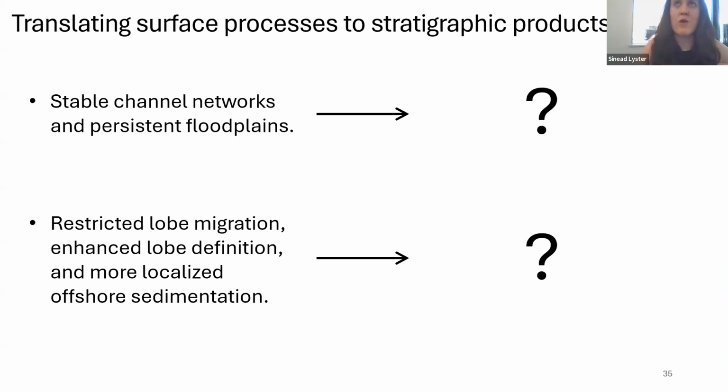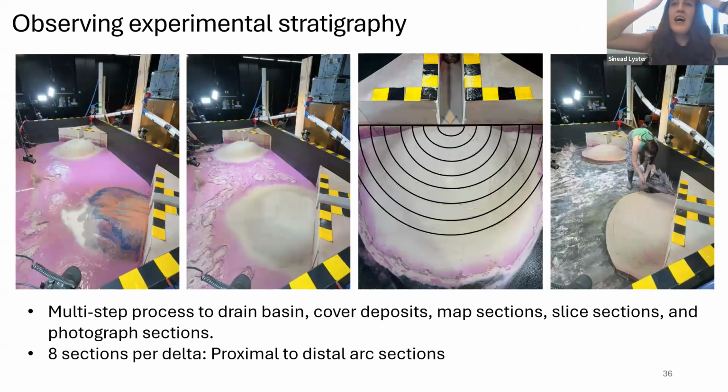So just to take some of those observations that we've made, we notice stable channel networks with persistent floodplains, and then combining that with the shoreline roughness and the irregular shoreline evolution, we get evidence for these channel networks routing water and sediment past, restricting lobe migration, which is enhancing lobe definition. And this is localizing offshore sedimentation, and that is driving those shoreline changes that we see. But how does this translate to stratigraphy? That is what I'll briefly go through.